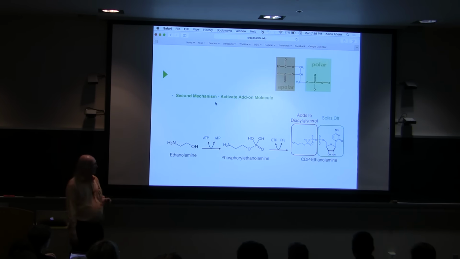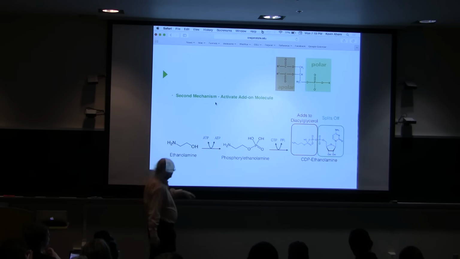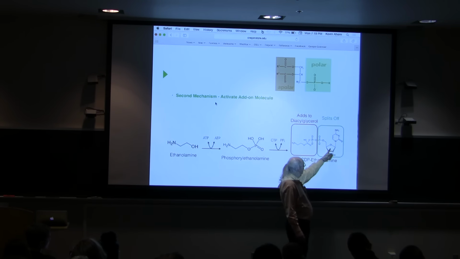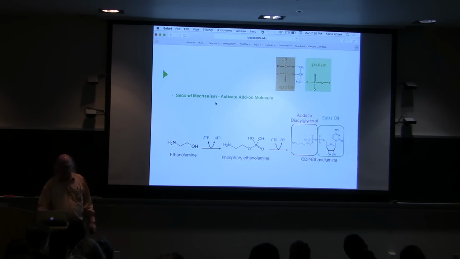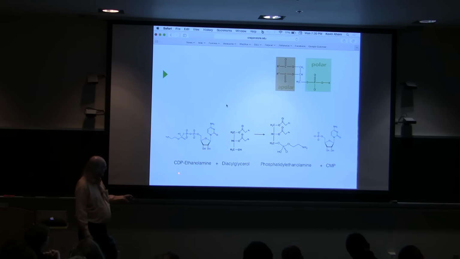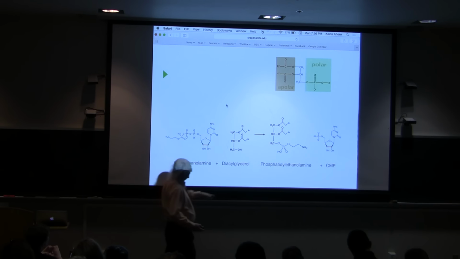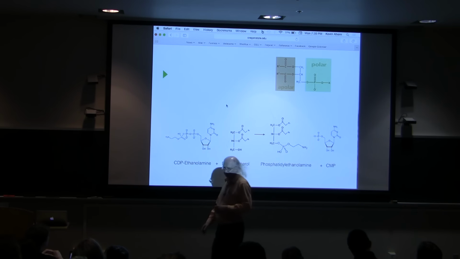Okay. Activation of the add-on. That's the other way. So instead of activating the diacylglycerol part of it, you can activate the add-on. Here's the add-on, phosphorylethanolamine. You've made an activated intermediate of the ethanolamine. Okay? So now the enzyme can add that onto a diacylglycerol. And when it does that, there's the CDP ethanolamine plus diacylglycerol. We get phosphatidyl ethanolamine. And there's our friend CMP that's split out.